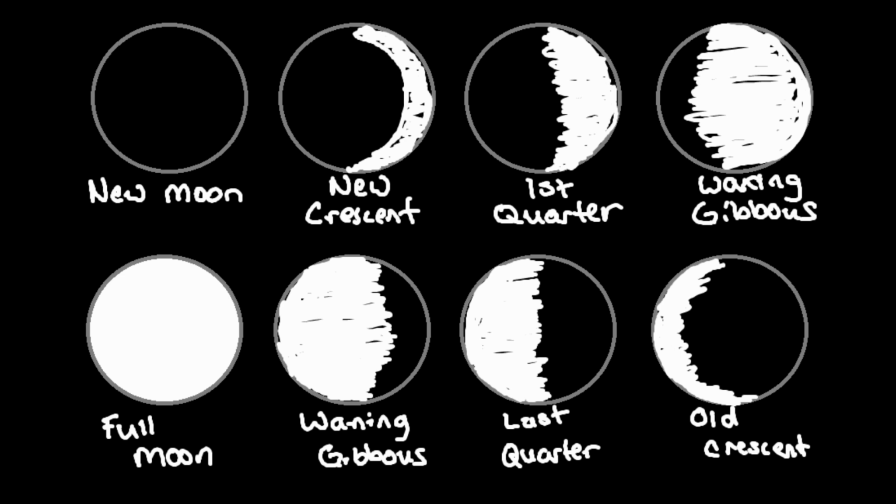The first phase we consider is the new moon. We don't see anything. A new crescent, we see a little sliver on the right side. First quarter, we see half of the moon on the right side. A waxing gibbous is when most of the moon is visible except for a little piece on the left. The full moon. A waning gibbous. The last quarter, and we end with the old crescent. Now you might see some names differ. Some people have different names for the different phases, but these are the general ones used.